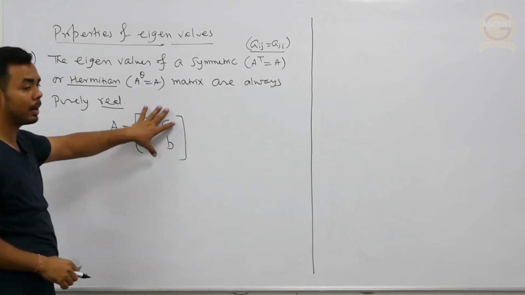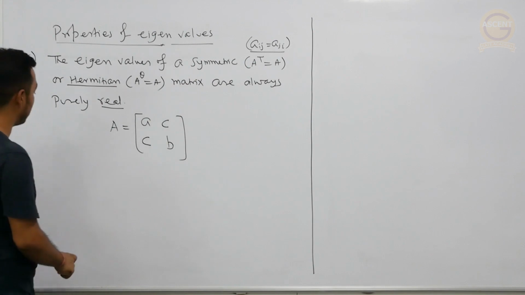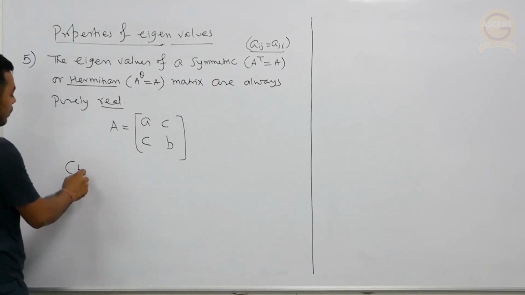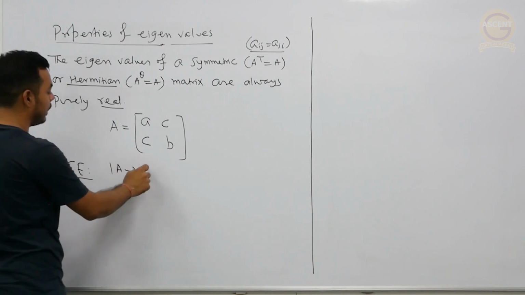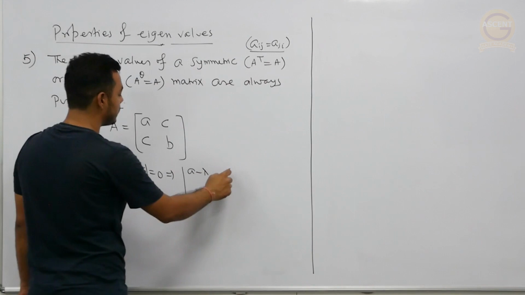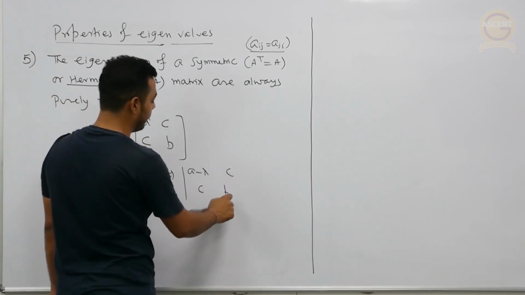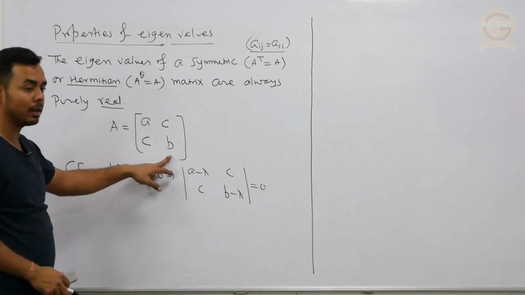So suppose this is the matrix that you have, and you are interested in finding the eigenvalue of this matrix. For eigenvalue, you have to solve the characteristic equation: determinant of A minus lambda I equals 0. So this will give you the determinant of (a minus lambda, c; c, b minus lambda) equals 0. You have to subtract lambda from the diagonal elements.